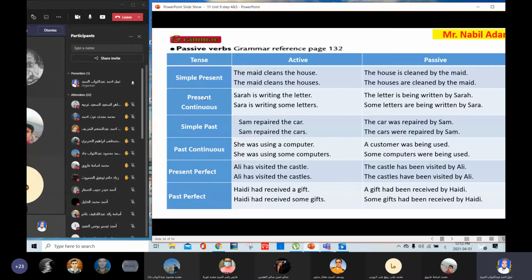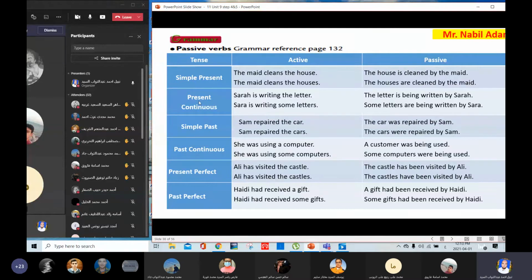Present continuous: Sarah is writing the letter, Sarah is writing some letters; the letter is being written by Sarah, some letters are being written by Sarah. So if the tense is present continuous, use is or are, singular or plural, plus being plus past participle. So with the continuous or progressive tense, use being.